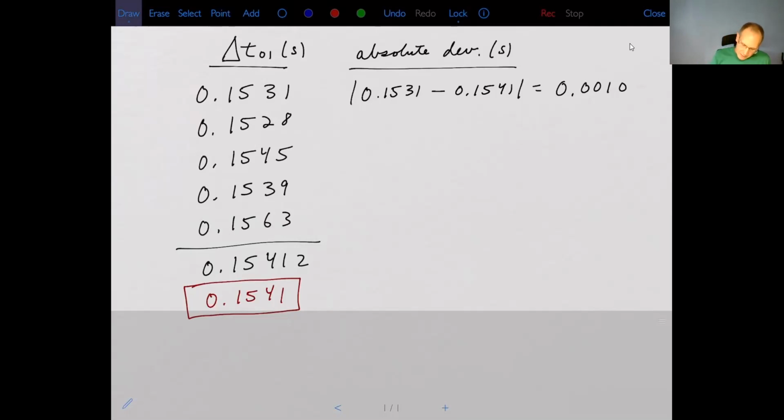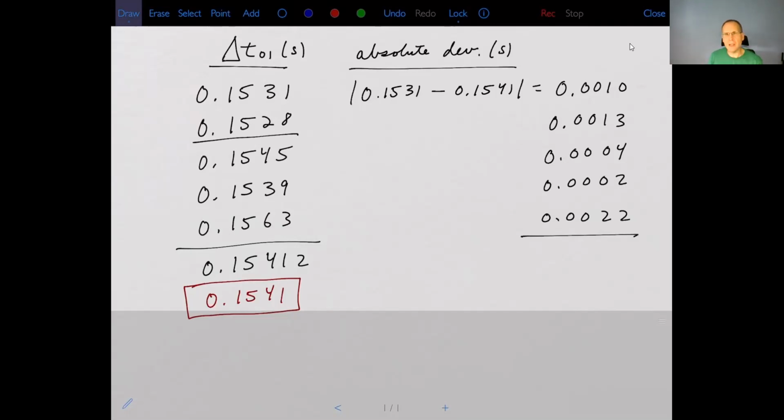Then you would look at the second value, 0.1528. How far away is that from 0.1541? You subtract, make it positive, and you get 0.0013. For the next one, it's going to be 0.0004, then 0.0002, and then 0.0022. Okay, so those are all my absolute deviations.